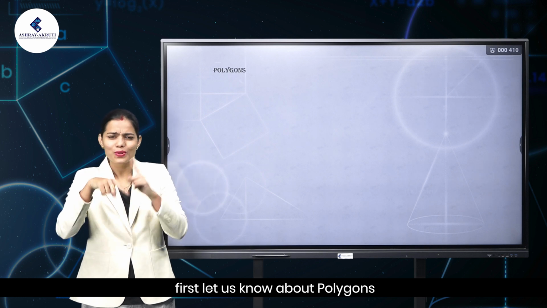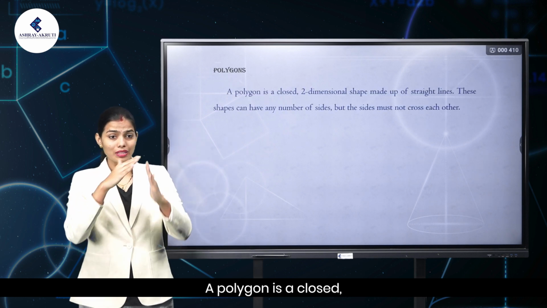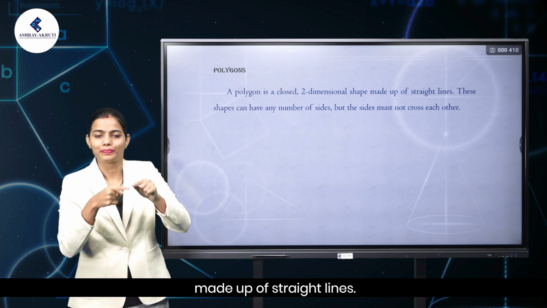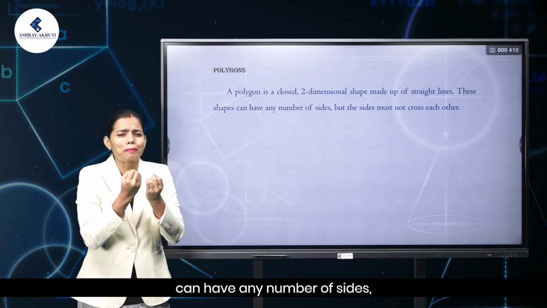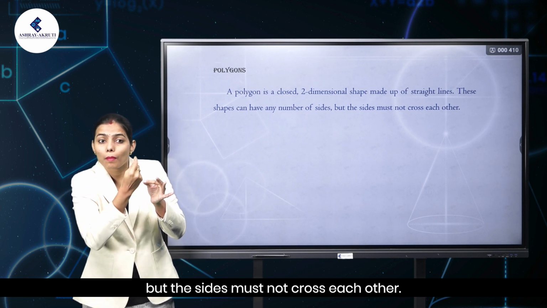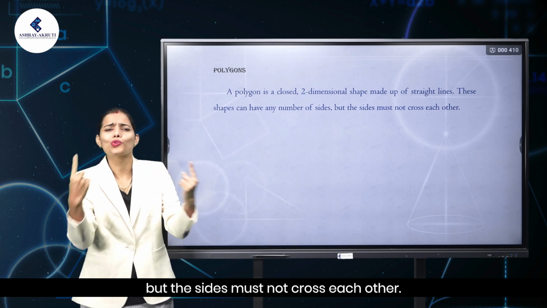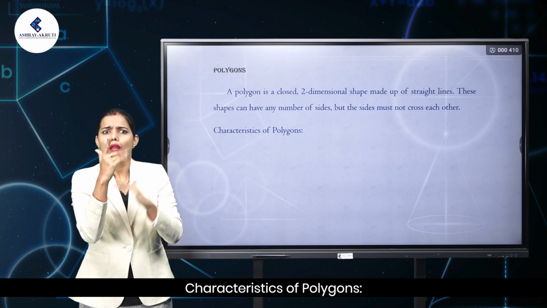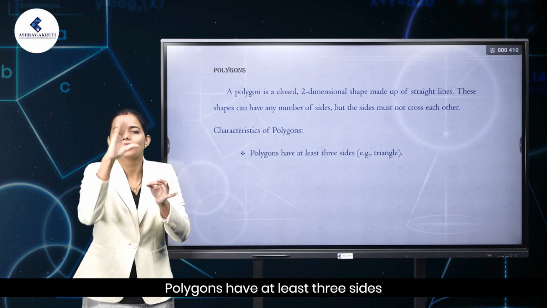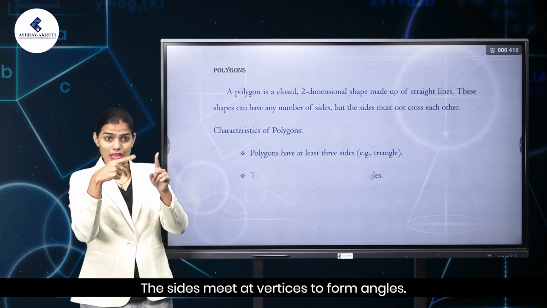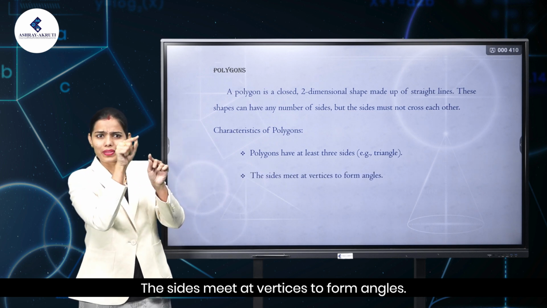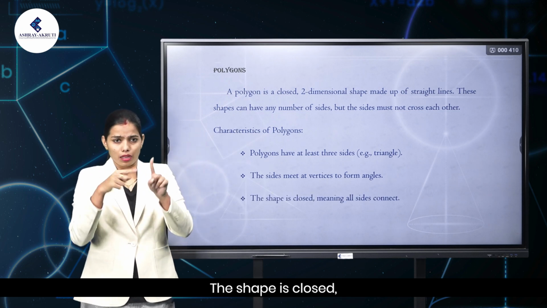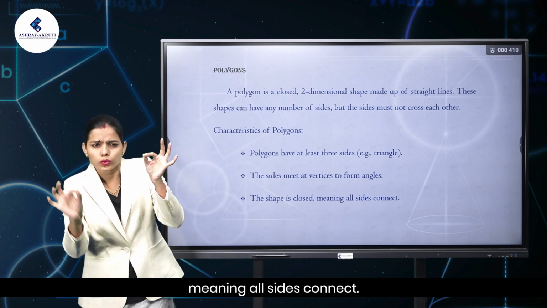Children, first let us know about polygons. A polygon is a closed, two-dimensional shape made up of straight lines. These shapes can have any number of sides, but the sides must not cross each other. Characteristics of polygons. Polygons have at least 3 sides. Example, triangle. The sides meet at vertices to form angles. The shape is closed, meaning all sides connect.